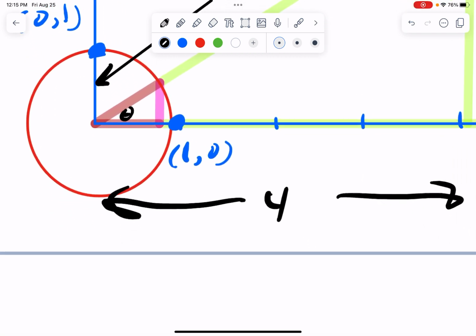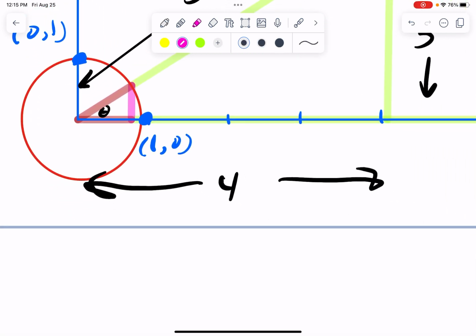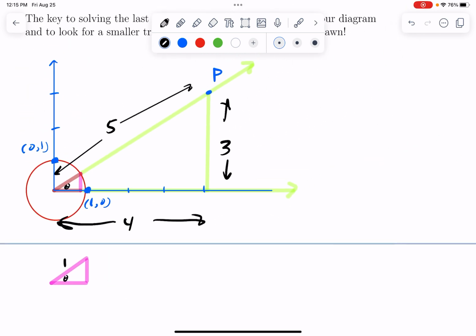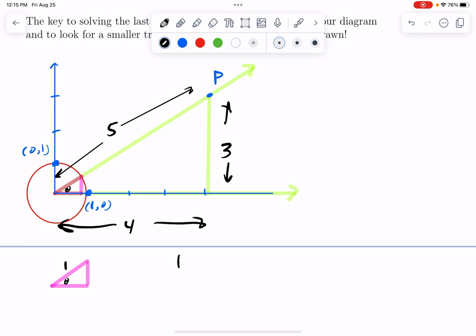For this little triangle inside, I'm just going to draw a separate version. I'll try to draw it exactly the same size. Here's my smaller version. I know that because this is a unit circle, by definition, this hypotenuse is 1. So what we might notice is that the hypotenuse of the little triangle is 1/5 as long.